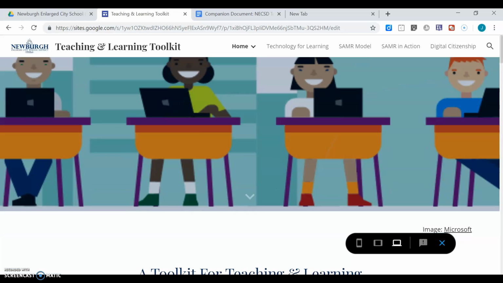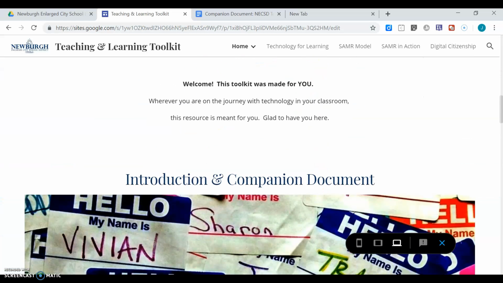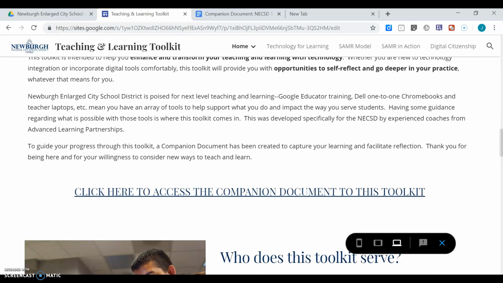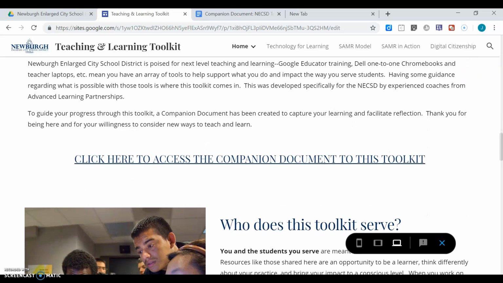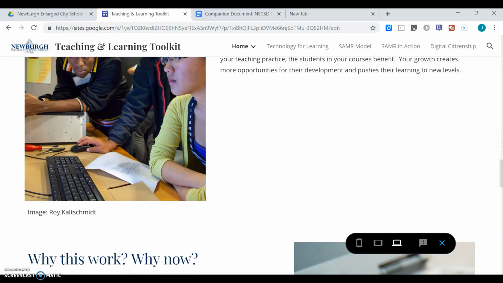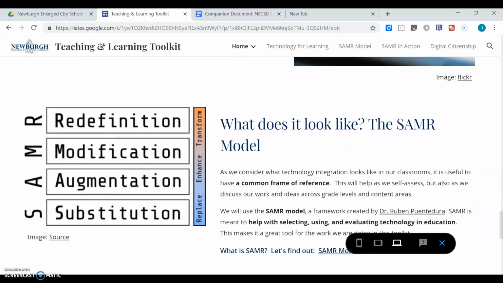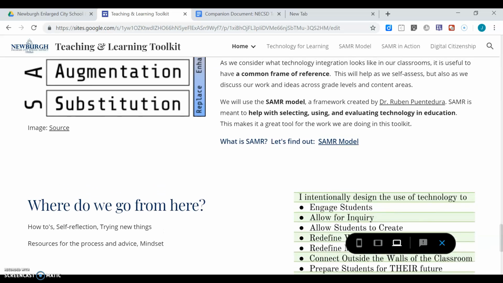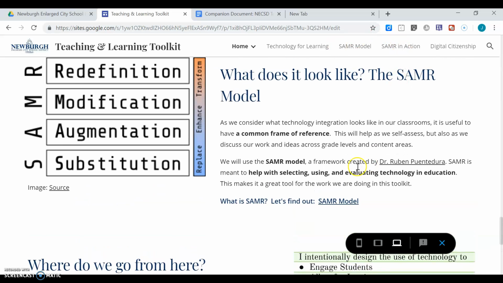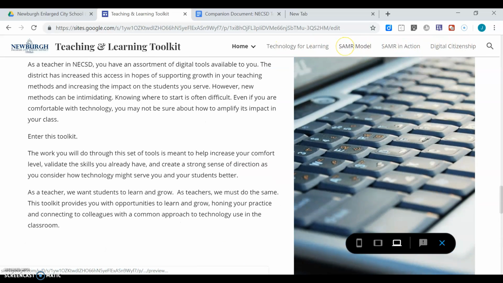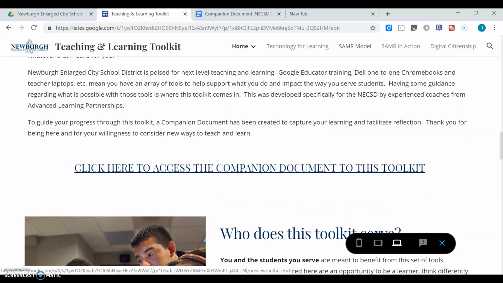So this first homepage is really one long invitation to learn and to be actively engaged in learning about the integration of technology for learning. There are some overviews of who the toolkit belongs to, why it's important, what it looks like, and where we go from here. All of these links are also linked to things that you would find up here, so just more ways to get to the same content.